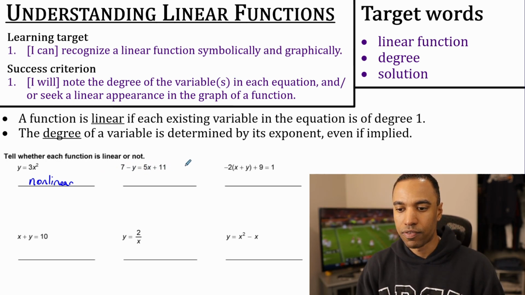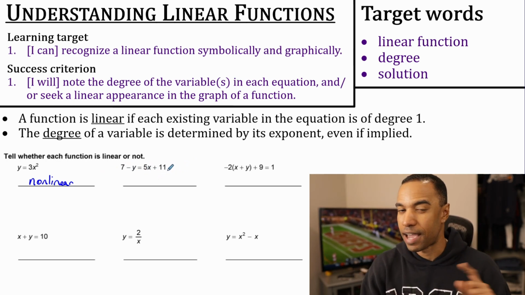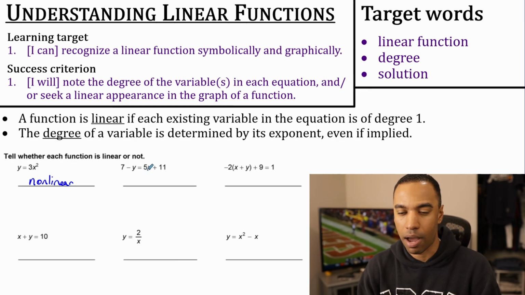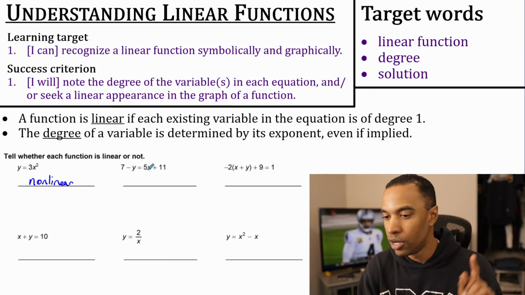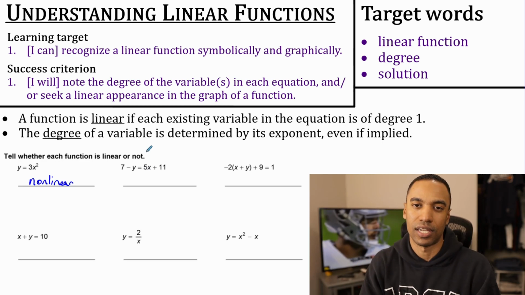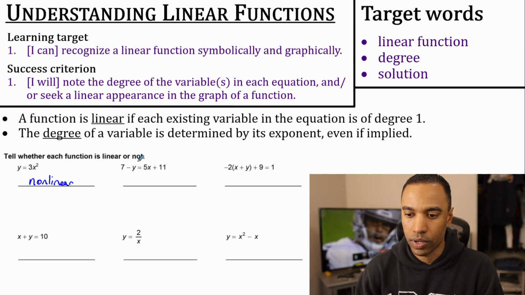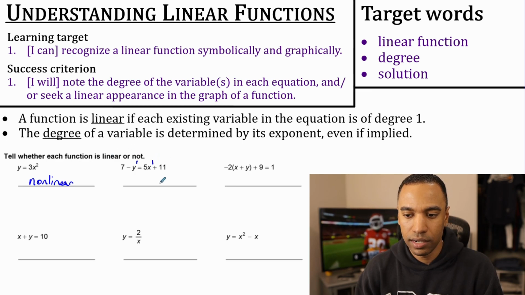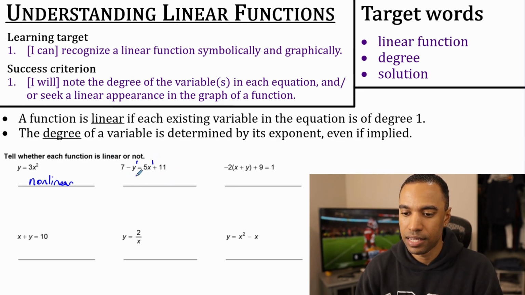7 minus y equals 5x plus 11. Now, despite the fact that I would maybe want to write this in proper form, I'm going to do that a lot more later. Right now, I just want to look at these things and ask, can I look right off the bat and say, is it linear or not? This is of degree 1. This is of degree 1. They're separated, yada, yada. Yes, it's linear.